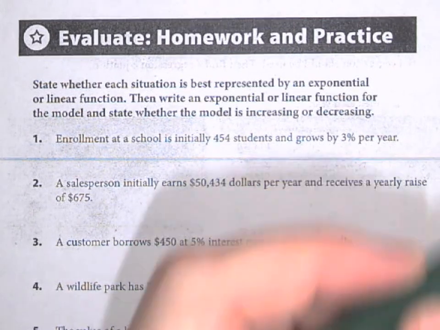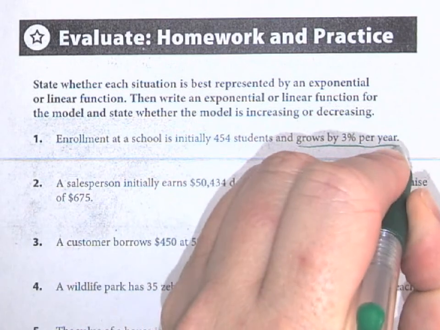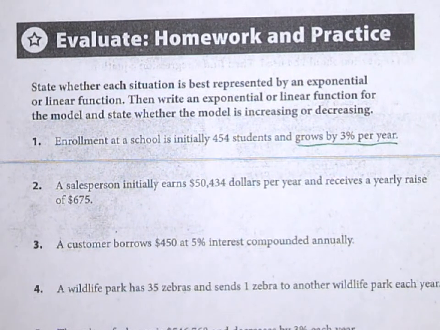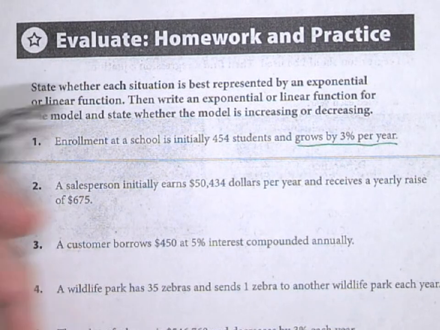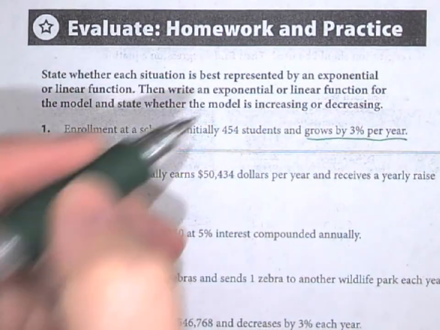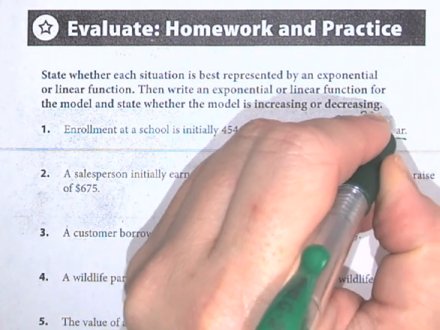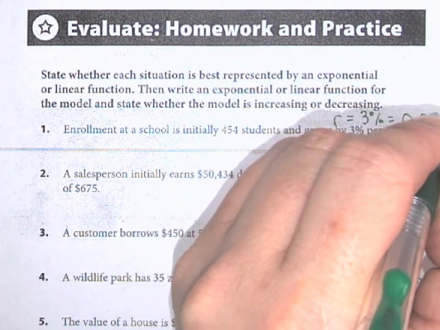So here, because we are growing by 3% per year, that is a rate, and it is going to be exponential because it's a percentage. So our R is 3% or 0.03.